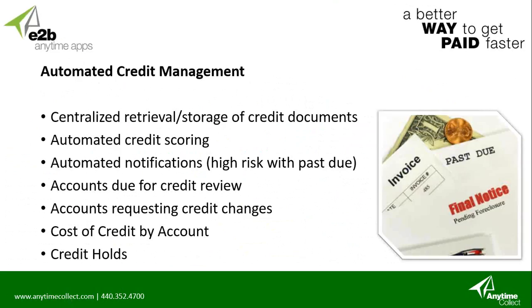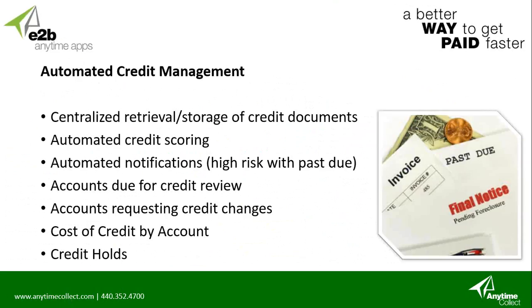A couple other things you can do here with automated credit management in respect to reporting and alerting. First of all is keep it all centralized so you have everything in one place. Automate the credit scoring process as much as possible. Automate the notifications. So if you have customers that are high risk, you want to know about any issues that might be related to them. Find out which accounts are due for a credit review. Again, very specifically, any of your high-risk customers, you should be monitoring them monthly, quarterly, at an absolute minimum.